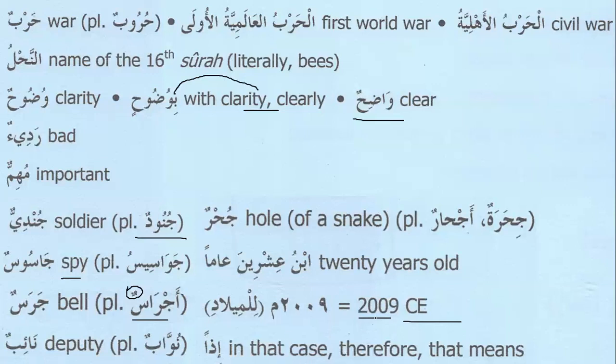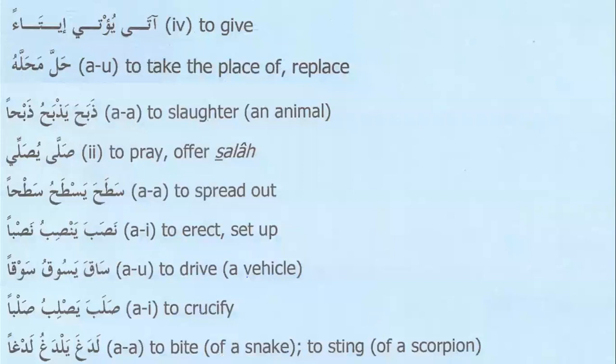Then in that case, ata yu'ti ita'an. Which verb form is this? It's written here, number 4. So this is aslama, on the pattern of aslama yuslimu islaman. Muslim, Islam. Now what happens if you have verb form number 1?